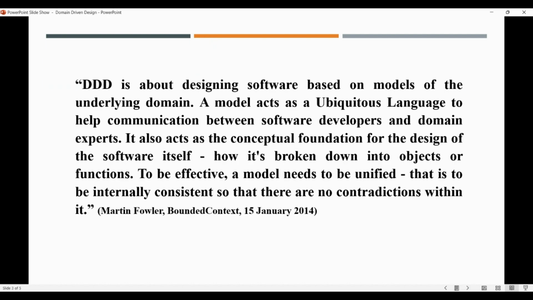In his blog, Bounded Context, published in January 2014, Martin Fowler defined DDD more accurately, where he wrote DDD is about designing software based on the models of the underlying domain. A model acts as a ubiquitous language to help communication between software developers and domain experts. It also acts as the conceptual foundation for the design of the software itself, how it's broken down into objects or functions. And to be effective, a model needs to be unified, that is, to be internally consistent so that there are no contradictions within it.